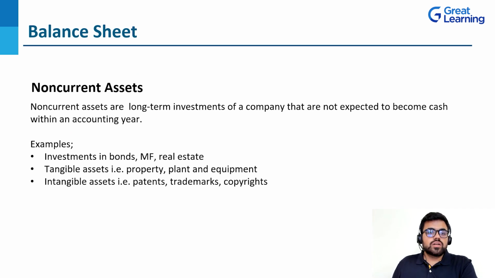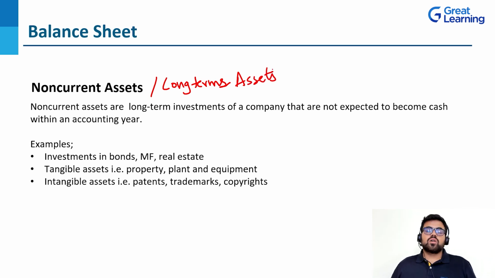Next would be non-current assets. Now non-current assets are also called long-term assets or long-term investments that the company has made that last more than one accounting period, right? That would include investment in government bonds, corporate bonds, mutual funds and real estate that are held with a long-term perspective. Okay, so these are not short term. They would not withdraw the money in one year.